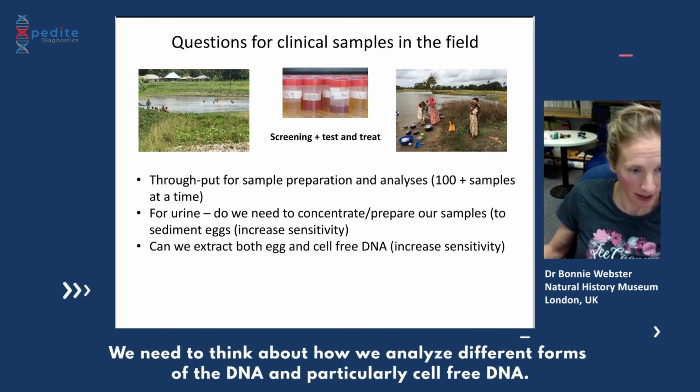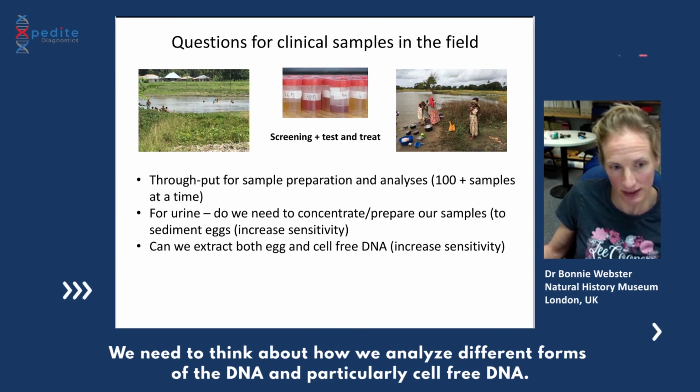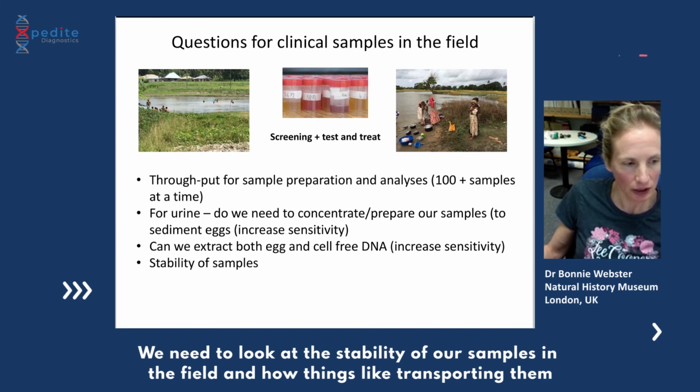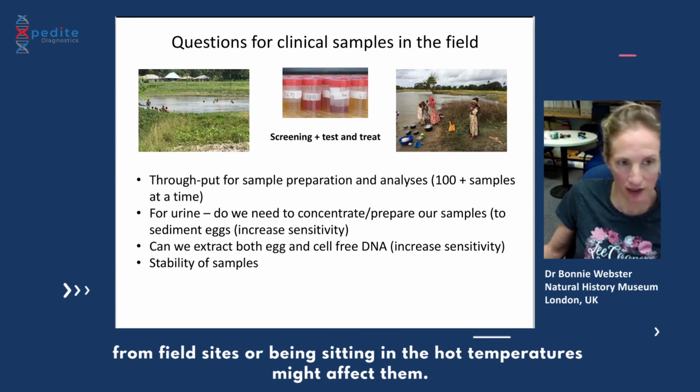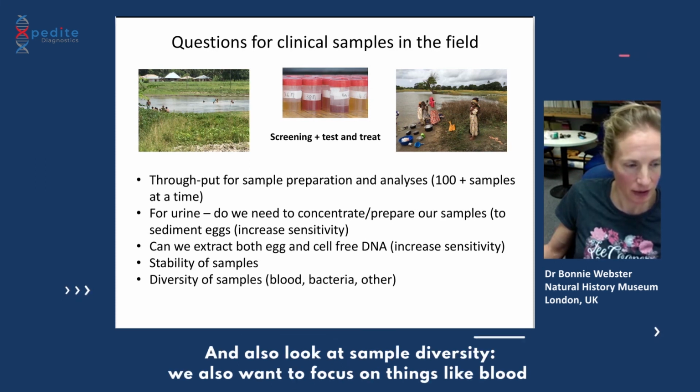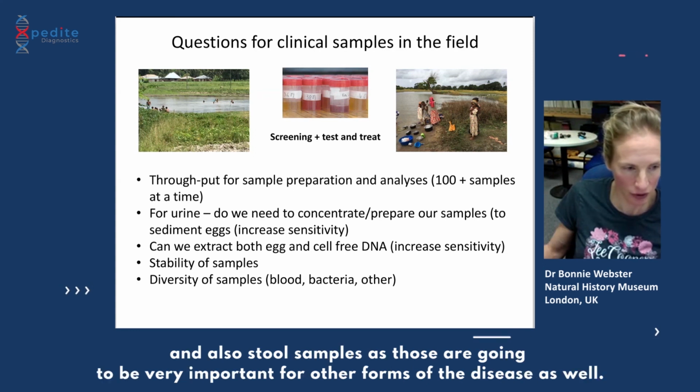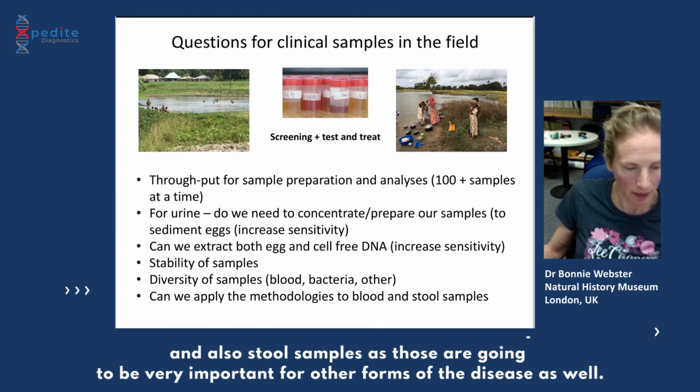And as I said there, we need to think about how we analyse different forms of the DNA, and particularly cell-free DNA. We need to look at the stability of our samples in the field and how things like just transporting them from field sites or sitting in hot temperatures might affect them, and also look at diversity of samples. And we also want to focus on things like blood and also stool samples, as those are going to be very important for other forms of the disease as well.